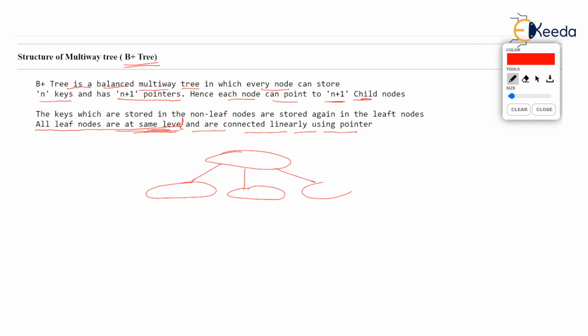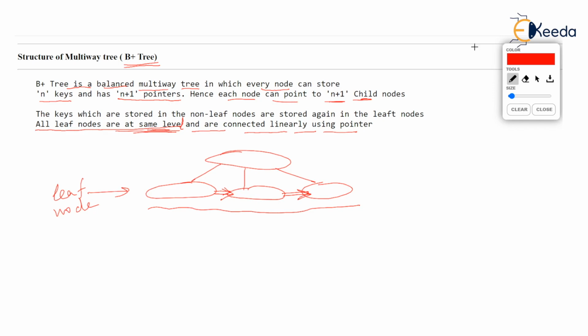This is a B plus tree I am drawing, and these nodes are leaf nodes. Imagine a very small B plus tree. These leaf nodes are at same level. Then these leaf nodes are connected sequentially using an additional pointer. But this type of connection between the consecutive leaf nodes was not seen in B tree. In B tree also all leaf nodes are at same level, but leaf nodes are not connected sequentially using pointer. But in B plus tree, leaf nodes are connected using pointers.